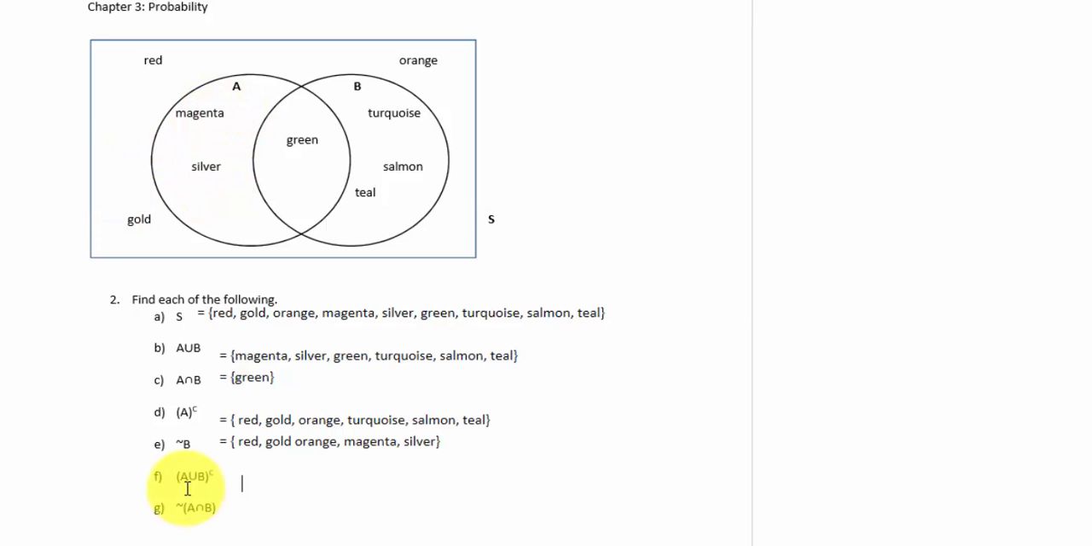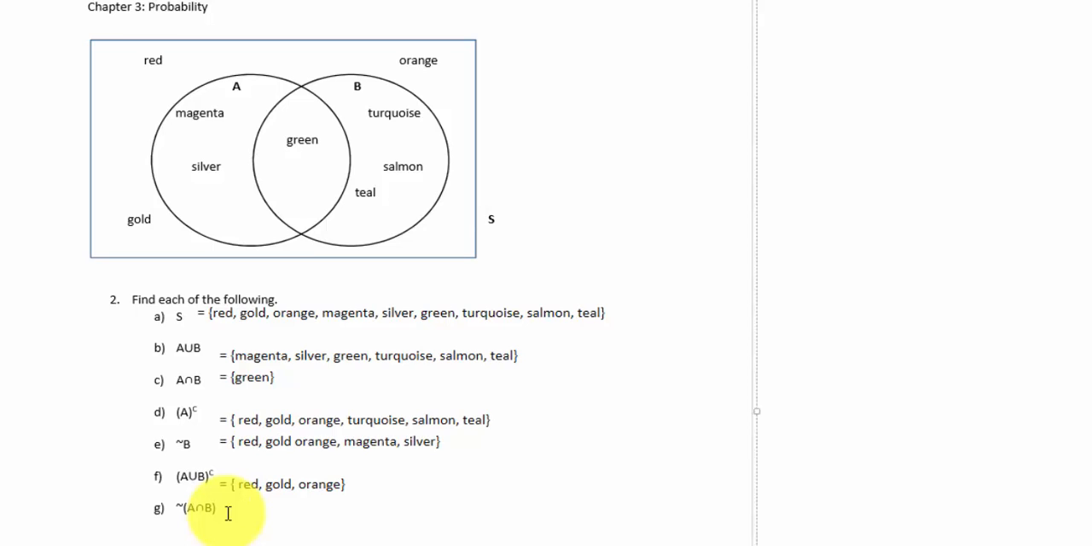For part F, we're looking for A in union with B, complement. So first find A in union with B. That was what we had for answer B. A in union with B are all of the colors that are within these events. So the complement would be the colors that are not in those events. That just leaves us three colors, red, gold, and orange. And it's not necessary to write the word and.